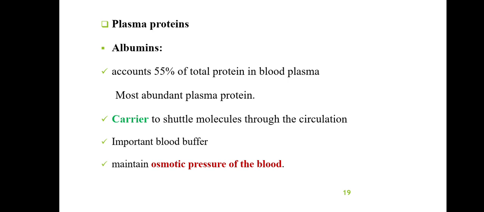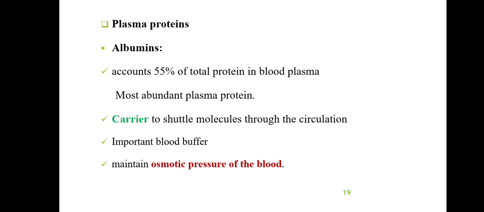Within these 6 to 8% of proteins, we have albumin. Remember those three I mentioned? Albumin accounts for about 55% of total proteins in the blood plasma. Most abundant in blood plasma. Questions are going to come. Albumin is the most abundant of the plasma proteins. It's the most abundant. Okay? So it's usually a carrier to shuttle molecules through circulation.